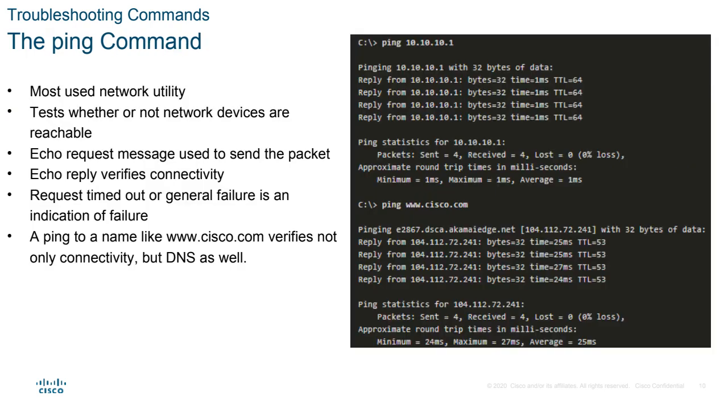Ping command. This is the most used network utility. It tests whether or not network devices are reachable. If I want to test my own device, I will ping the loopback address, 127.0.0.1. You can also ping a name, like ping www.cisco.com, for example, or hp.com. You can try it now. This verifies not only connection, but also if the DNS is okay.